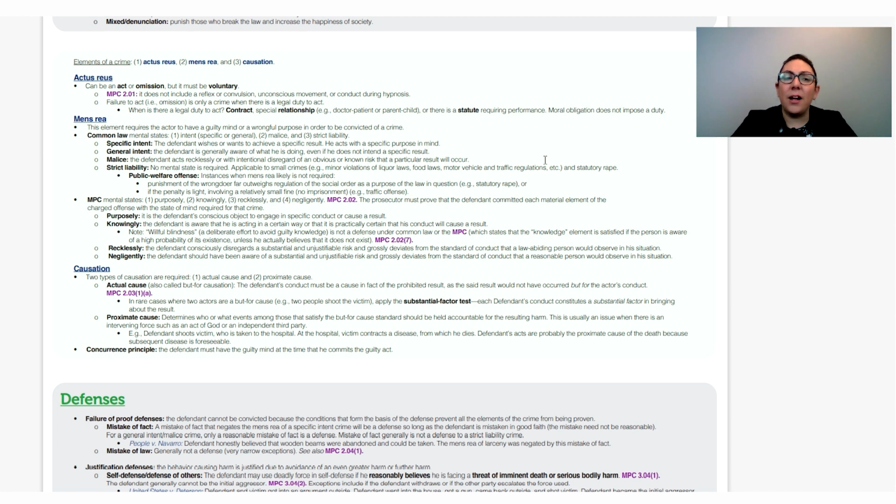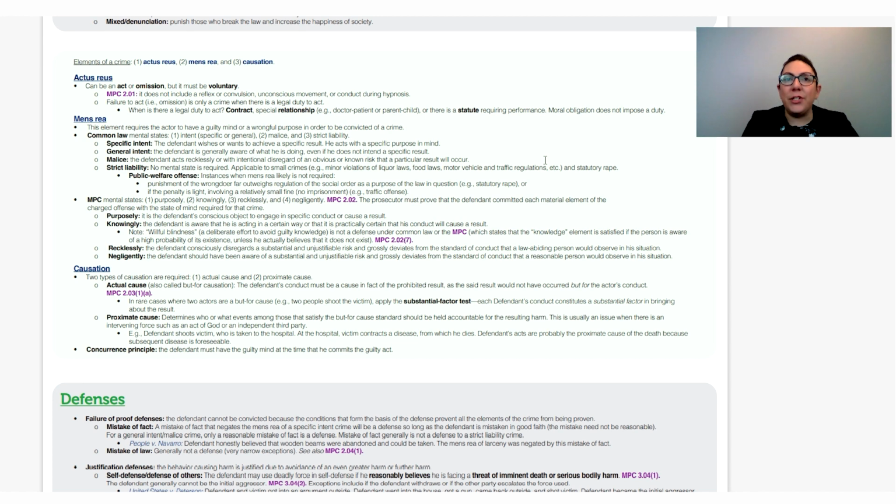The last piece under causation is what we call the concurrence principle. The concurrence principle really links the guilty act and the guilty mind. And this is almost always present. It's not usually an issue. There are some offenses where we see it as an issue. Burglary is a great example of this.